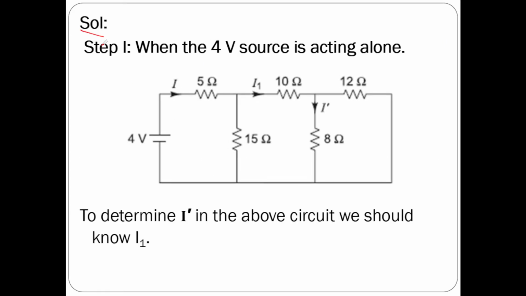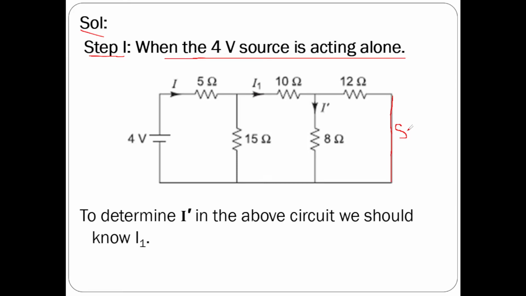So in the solution, let us consider step 1. In step 1, I am assuming that there is only one source acting in this circuit. So what did I do? I have removed this other source whose value was 6 volts by a short circuit. So this is our short circuit. I have replaced the voltage source of 6 volts by a short circuit.